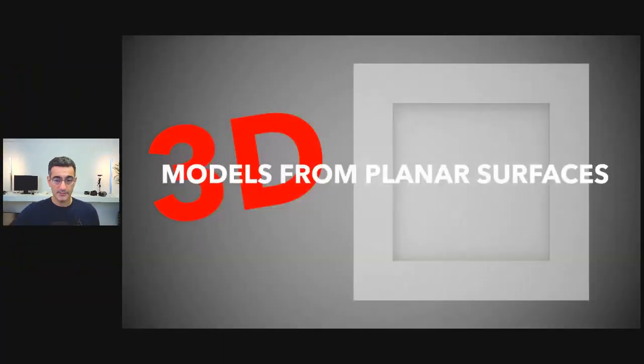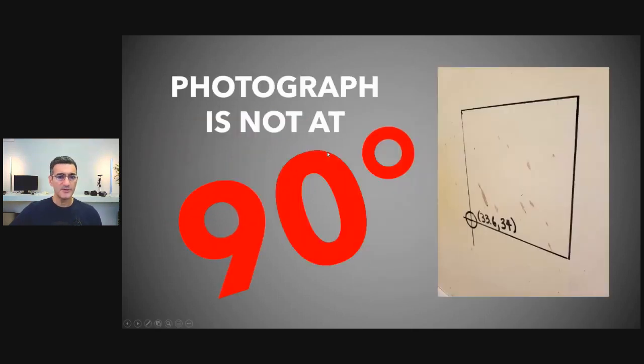So let me share my screen here. We're going to get right to it. So today, 3D models from planar surfaces. And what is it that I'm really talking about here? Well, the first thing is, what happens when you take a photograph that is not at 90 degrees to the surface, so it's not perpendicular?